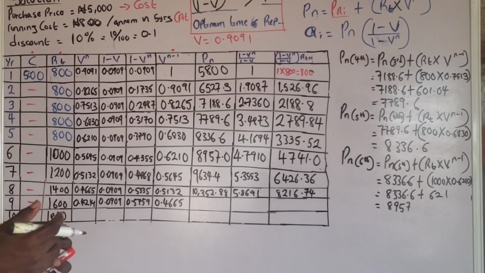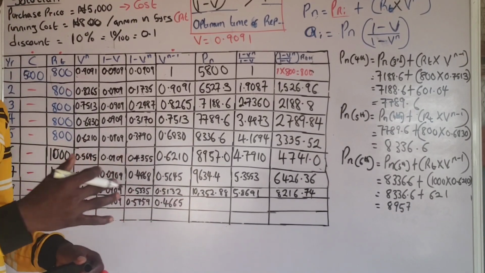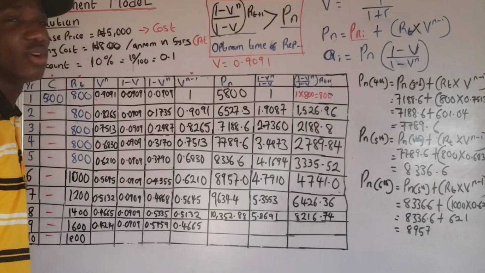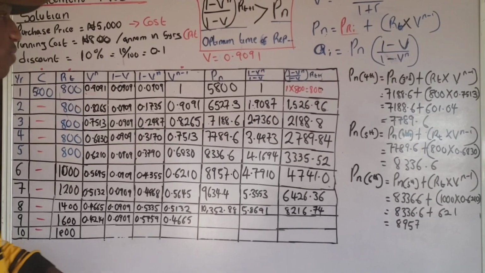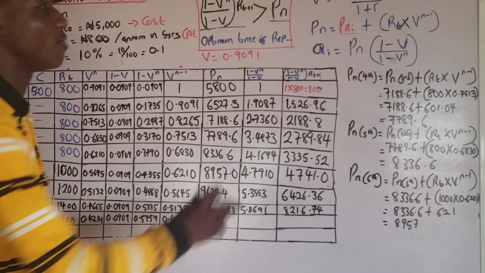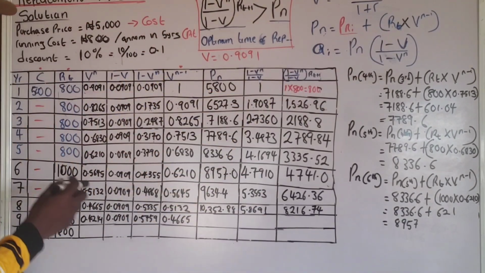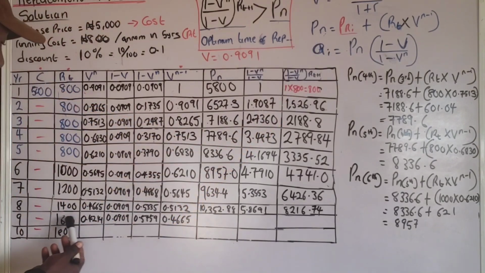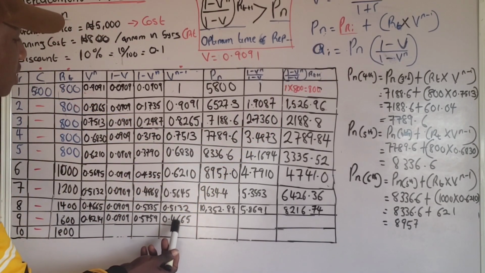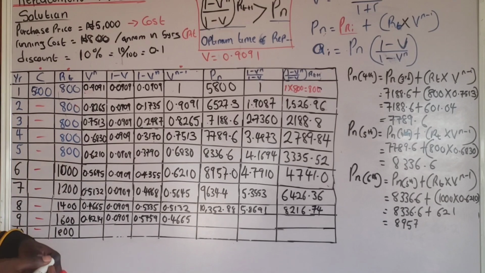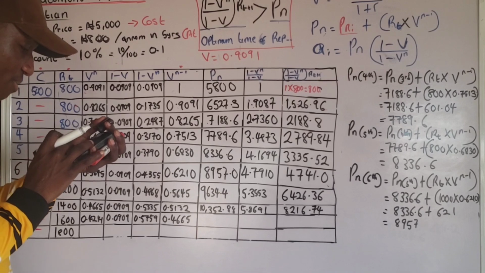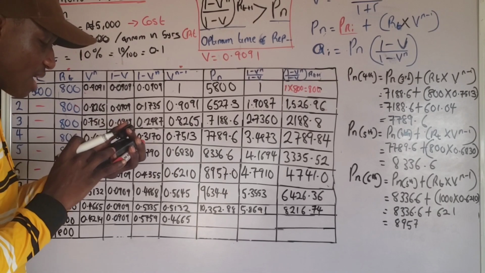And here the Pn. Please, if you didn't understand how I'm getting the Pn of this year, that means that you didn't understand how I got the Pn of the previous year. Okay, let us proceed. To get the Pn of year 9, that will be the Pn of year 8 plus the running cost of year 9, that is 1,600, multiplied by v raised to the power of n minus 1. That is 0.4665. You understand? So it's simple, okay? Now let's proceed. The Pn for year 9 will be 11,099.28.